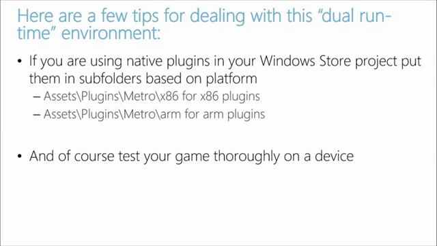assets/plugins/metro/x86. That's a mouthful. For the ARM processor, it's going to go in assets/plugins/metro/ARM. And so this, again, allows the editor to know, okay, I'm only going to use these plugins if I'm building or using it for this platform and this architecture specifically. So that's how you get around having native-only plugins.